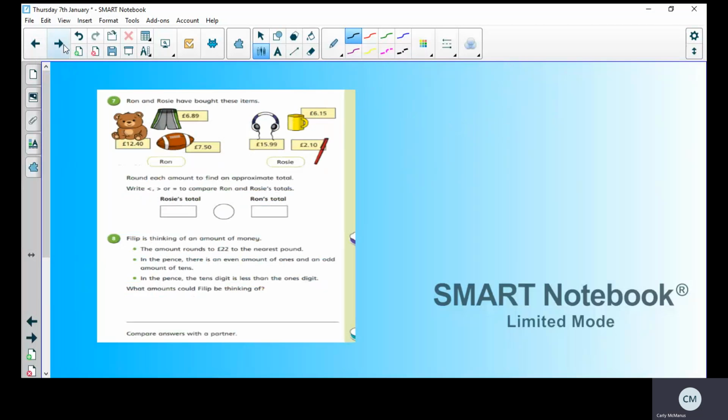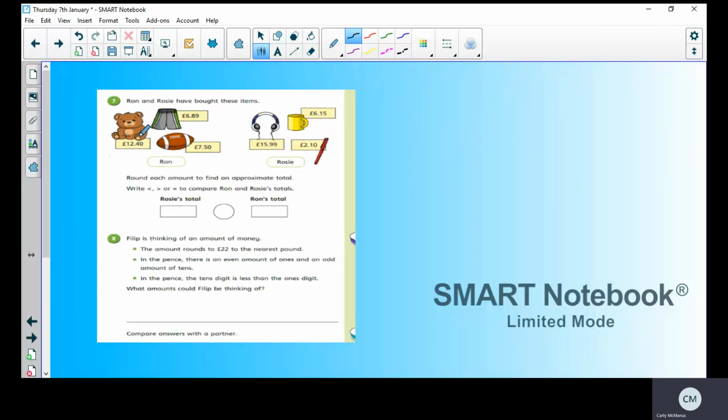Question 7, Ron and Rosie have bought these items. Round each amount to find an approximate total and then to figure out whether Rosie's total is greater than, less than, or equal to Ron's. So these 3 things here are Ron's. So you need to round them to the nearest pound. So is this going to be £6 or £7? Is this going to be £7 or £8? Using the format of how we round. Now here, this is £12.40. So you've got to decide, is that going to round to £12 or £13?